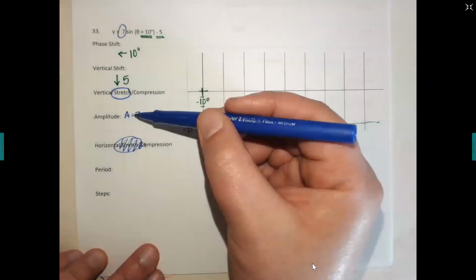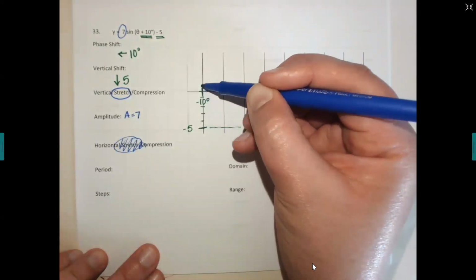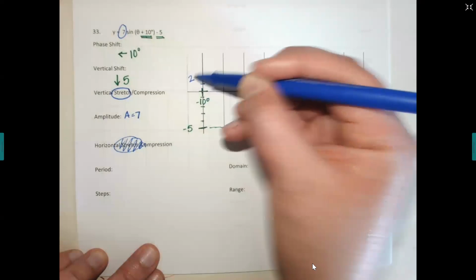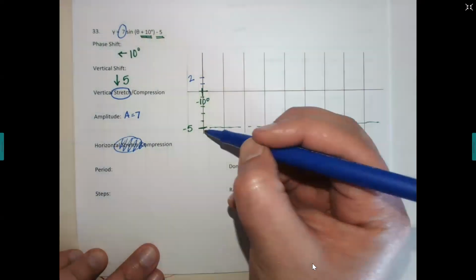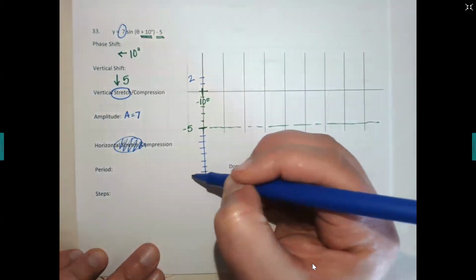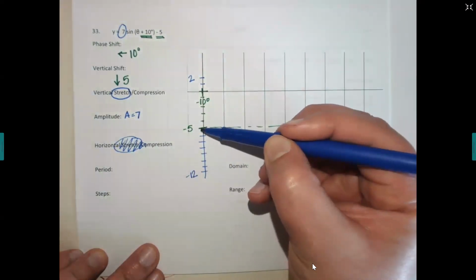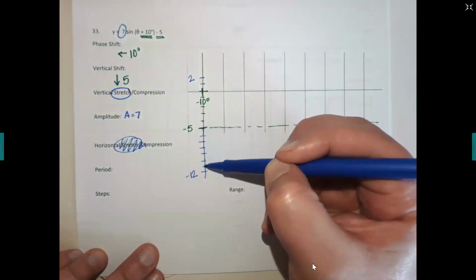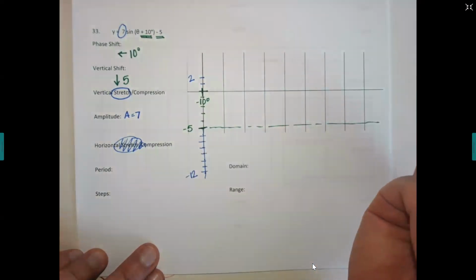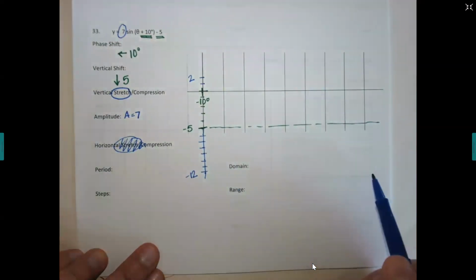So let's go up 7 and then down 7. Up 1, 2, 3, 4, 5, 6, 7. That would be 2. And then down 7. 1, 2, 3, 4, 5, 6, 7. That would be -12. Think about it. If this is 5, you'd go 6, 7, 8, 9, 10, 11, 12. You can just count it out. This is going to be the top. This is going to be the bottom of the wave.